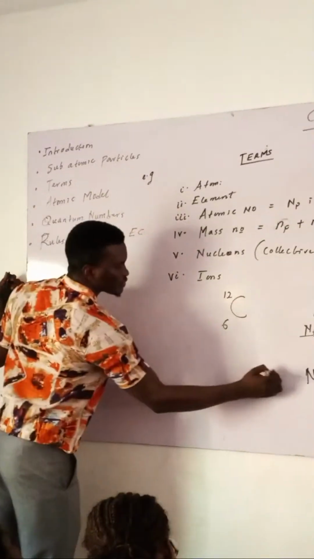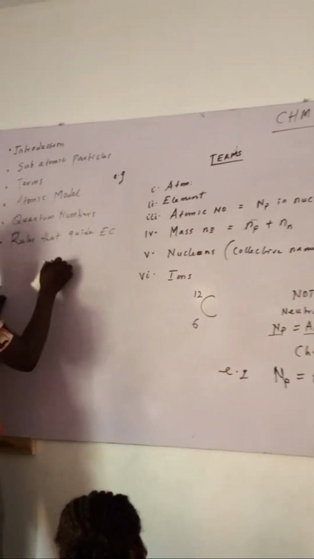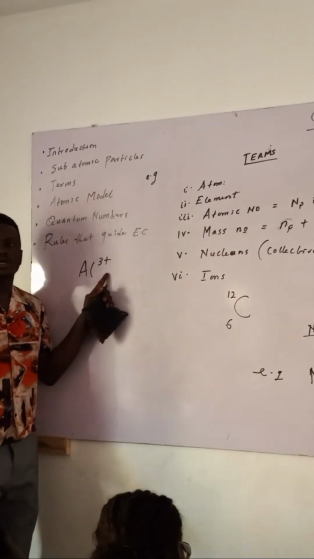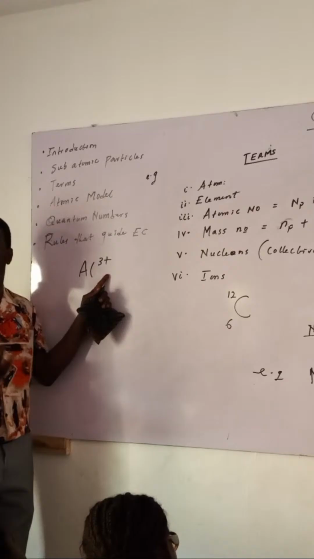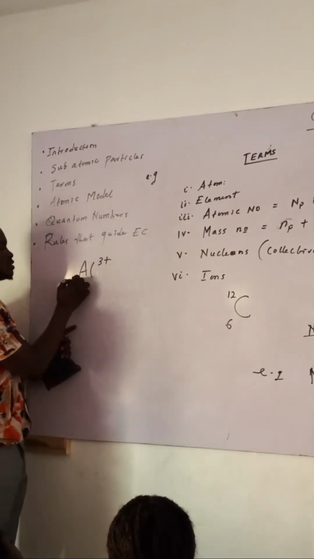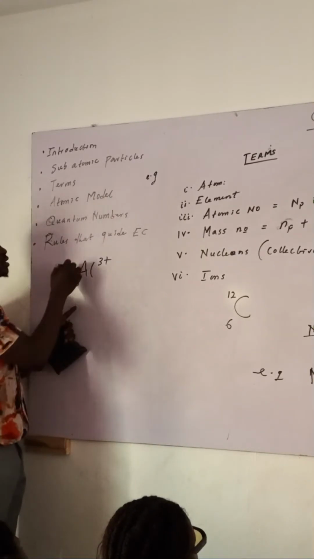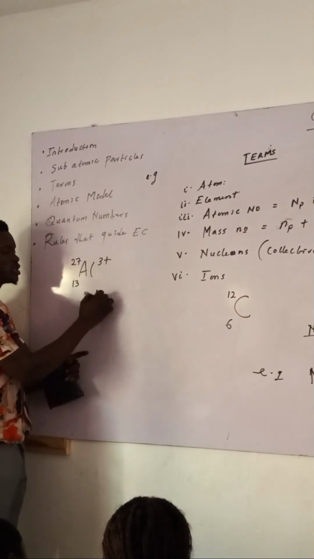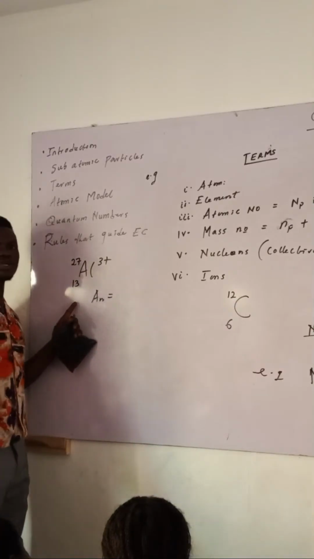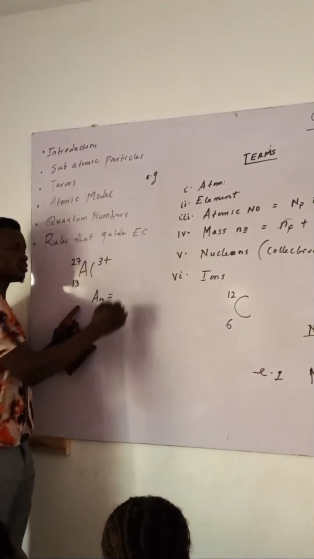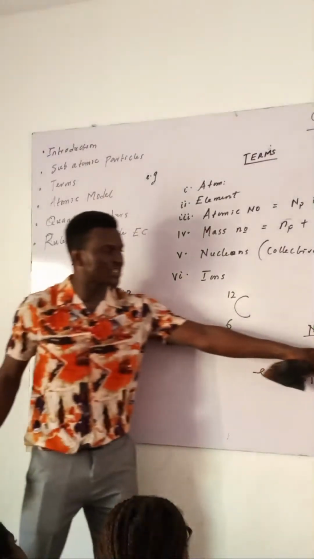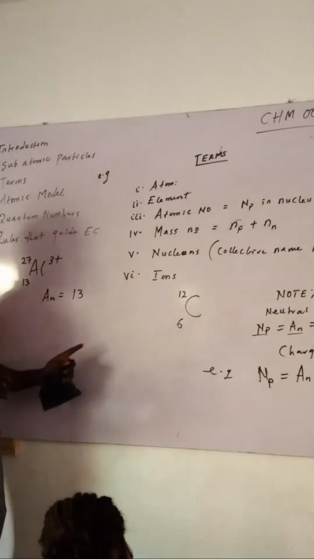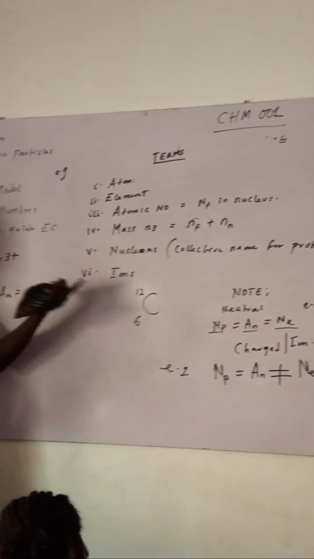Let's say I have Al3 plus. What does that mean? It has lost 3 electrons. Say the atomic number is 13, mass number is 27. They now ask, what is the atomic number? I told you, even when it is charged, it does not affect the atomic number. It remains what it is. These are parts you need to note that they can ask you in the exam.